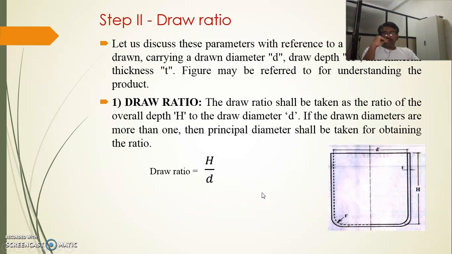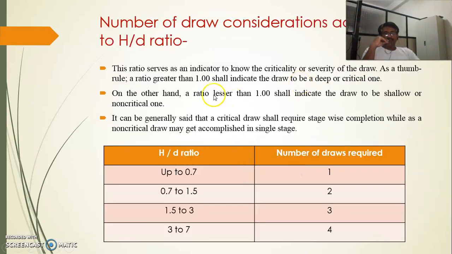Second step is the draw ratio. The draw ratio is given as capital H by small d. This ratio gives us the criticality of the drawing operation. If the critical ratio is more than 1, then we should go for a number of blanks.